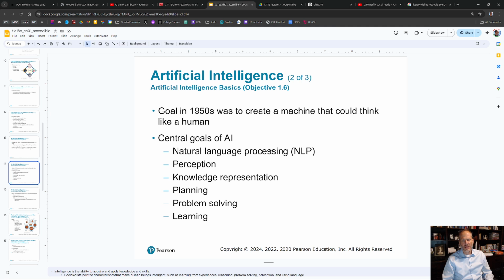Natural language processing means it could process language, it could understand speech, it could perceive things: sight, sound, touch, maybe taste, right? Smell. It could represent knowledge, understand relationships between knowledge, the ontology of different kinds of ideas. It could plan, it could solve problems, it could learn.